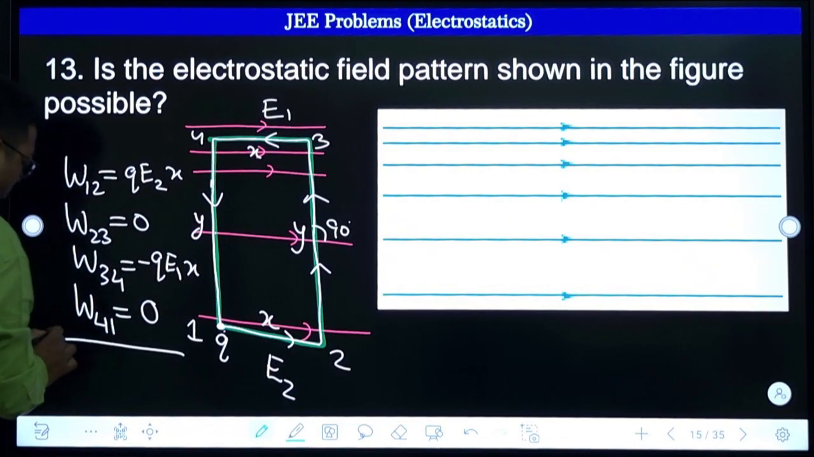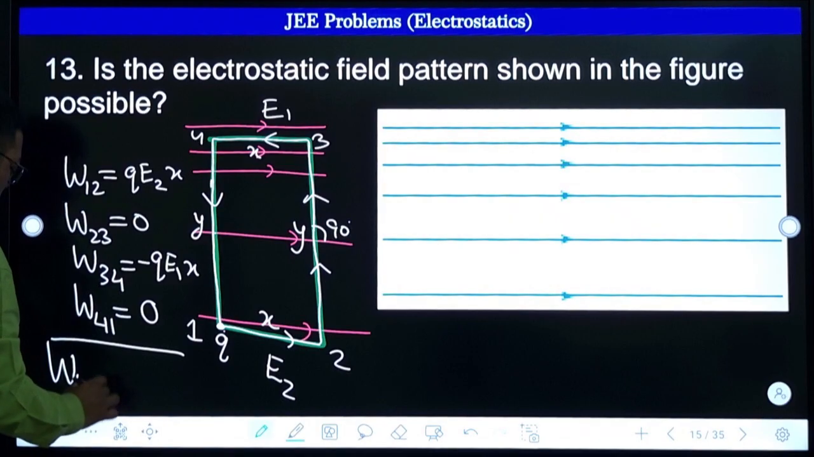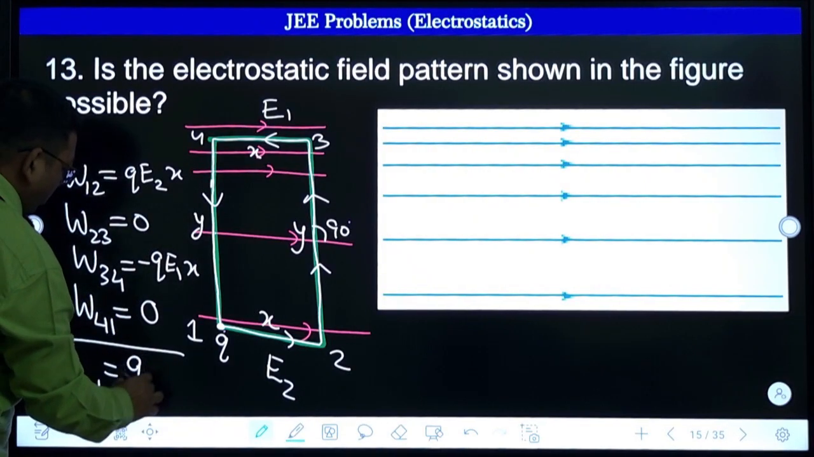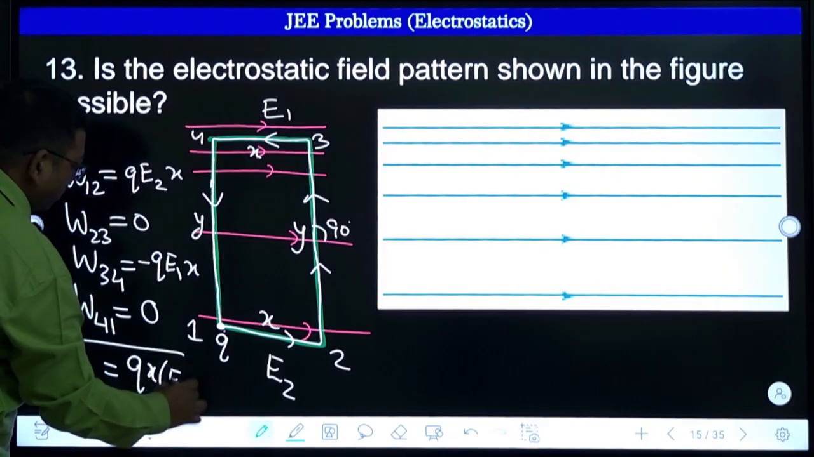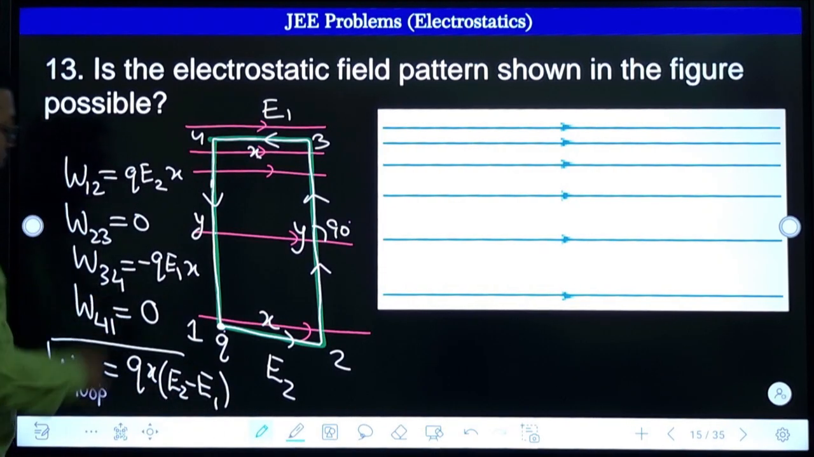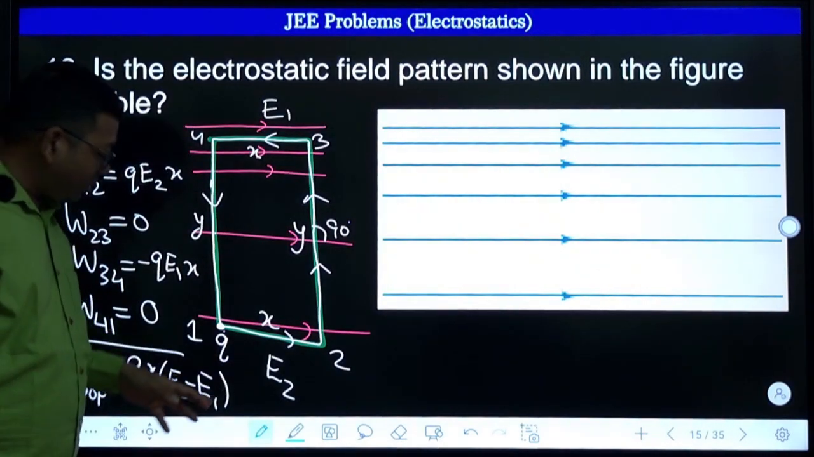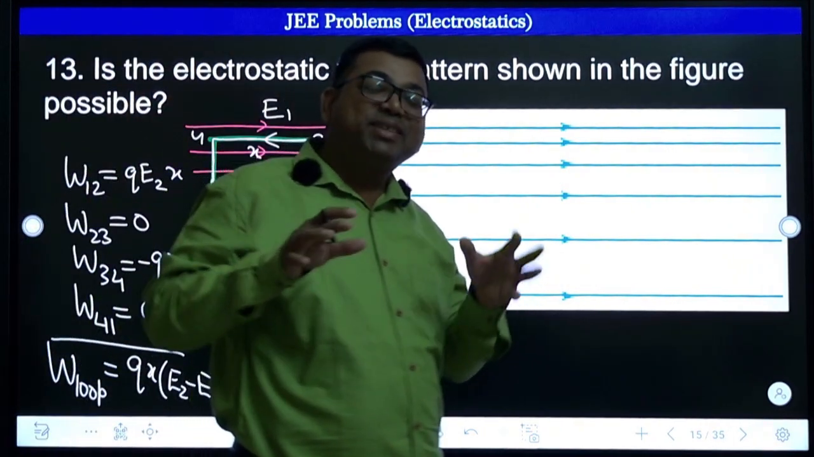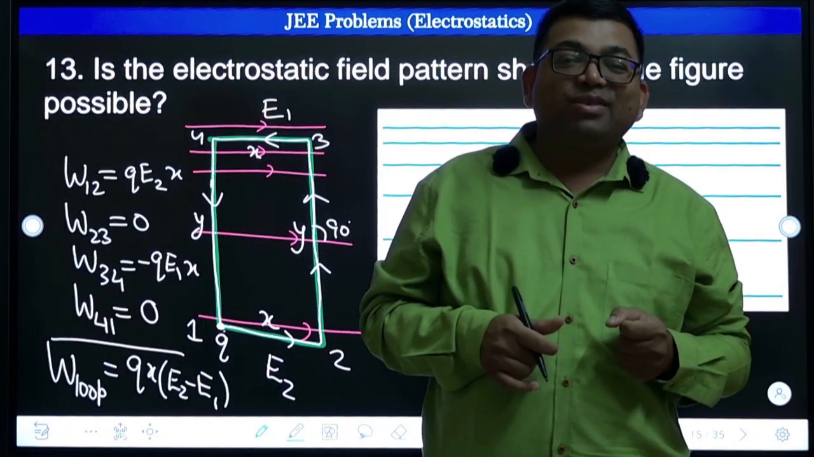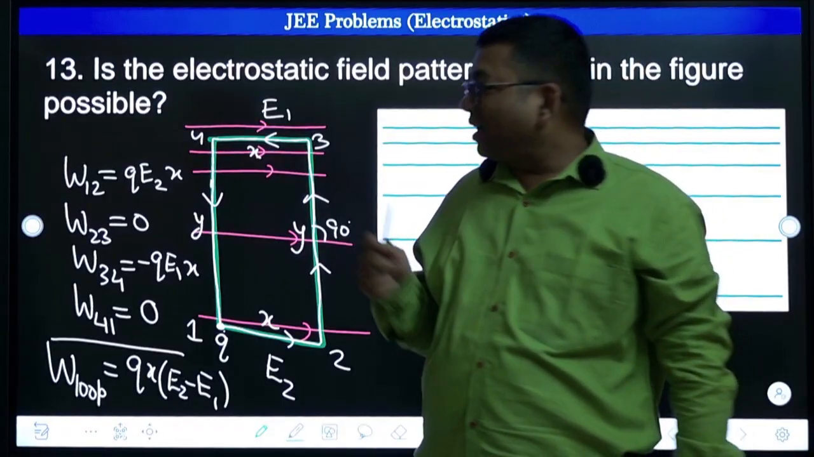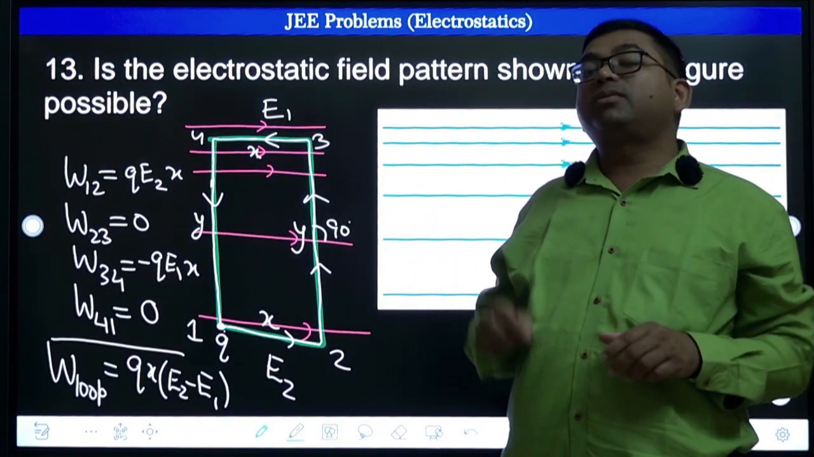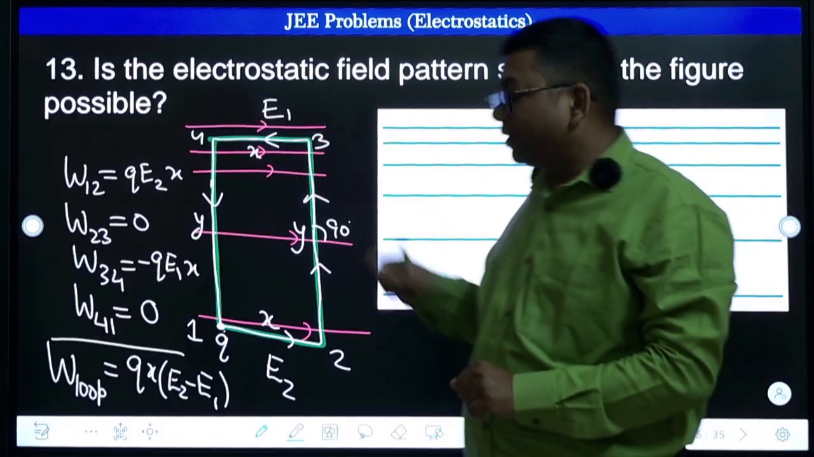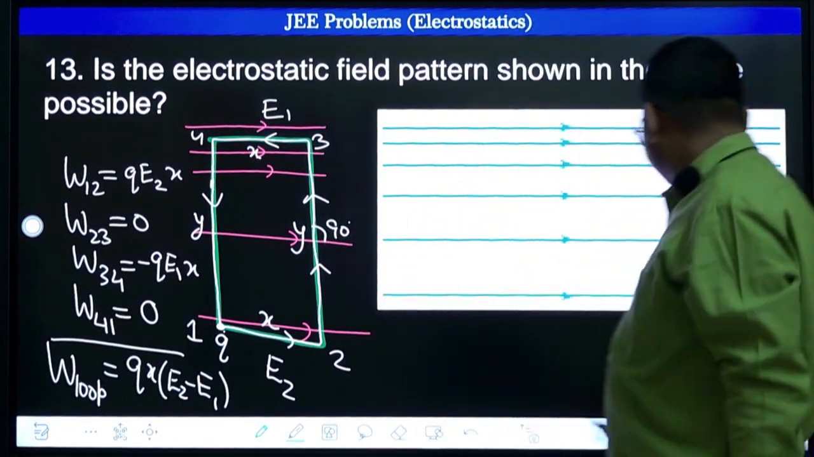So let us calculate the total work in the loop. It must be the sum of all this. When you sum all this, you will get q x (E2 minus E1). Because the fields E1 and E2 are not equal, this is not going to be 0. That means work done in a loop is not 0, so it is non-conservative, which is not possible. That means this field is not possible, because work done in a closed loop is not 0. Very important concept. Let us move to the next question.